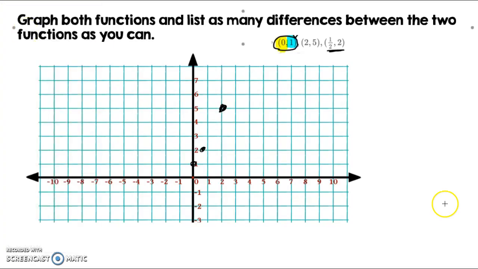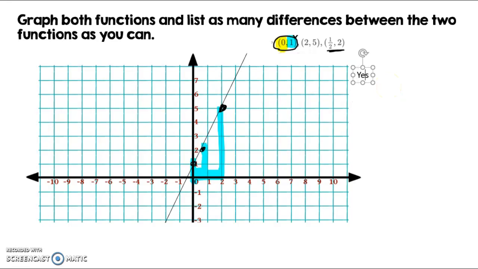So what I'm going to do is go ahead and draw a line through these points. And if you're struggling with what these points look like, you can always remember it's an elevator. So I'm going over 0, up 1, over 2, up 5, over 1/2, up 2. That's where I get those points from. So there's that line. I'm going to ask you to pause right here and think about this graph. Is this a linear function?